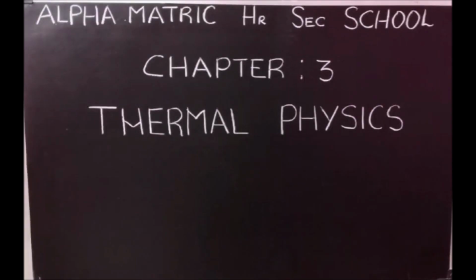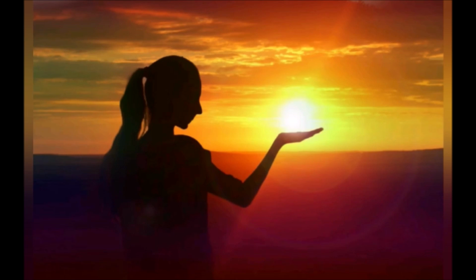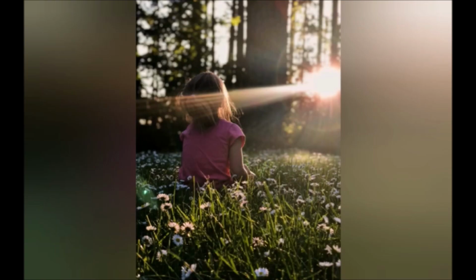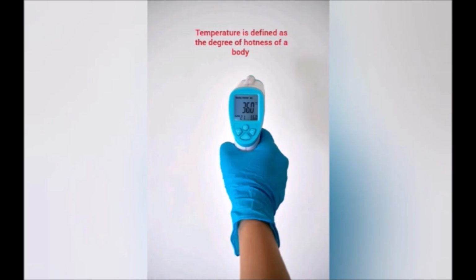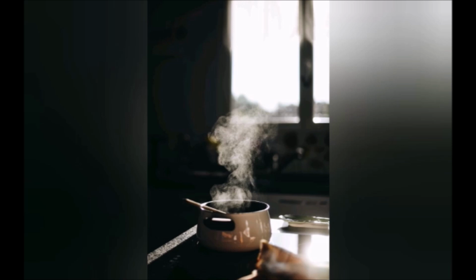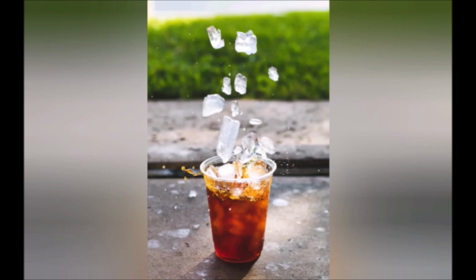Hello children, in this video we are going to learn chapter 3 Thermal Physics. Sun is the primary source of thermal energy for all living organisms. Thermal energy is the cause, temperature is the effect. All living organisms need a particular temperature for their survival. Temperature is defined as the degree of hotness of a body. The temperature is higher for a hotter body. The temperature is lower for a colder body.